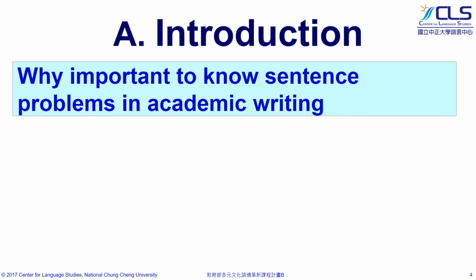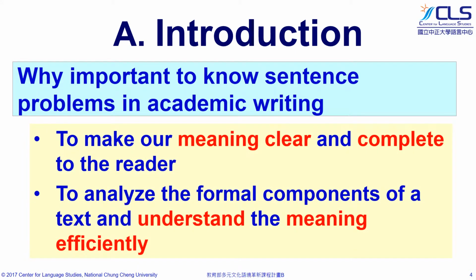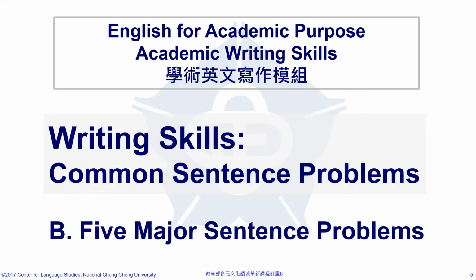So, why is it important to know common problems with sentence writing? There are 2 major reasons. First, when we write, we can avoid these problems to make our meaning clear and complete. Second, we analyze the formal components of a text and understand the meaning efficiently. Now, let's move on to learn the 5 sentence problems.